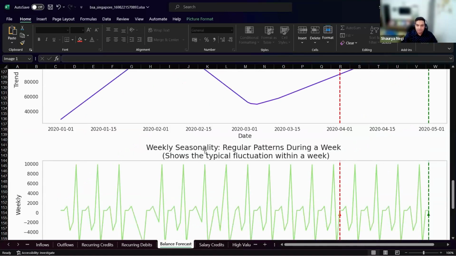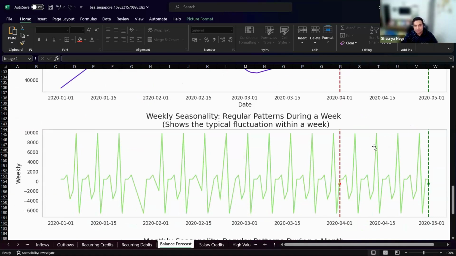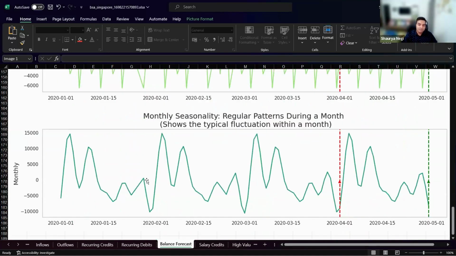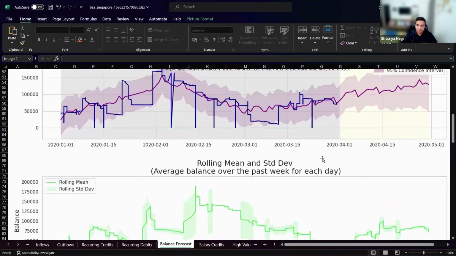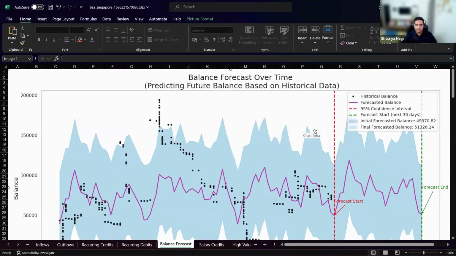Seasonality basically gives us the regular patterns of a balance during the week. We can see that the balances per week were pretty balanced in a way, right? And we also have a monthly seasonality to showcase this. So this was about the balance forecast, which is very helpful for people who want to have a look at how the balances will look in the future.